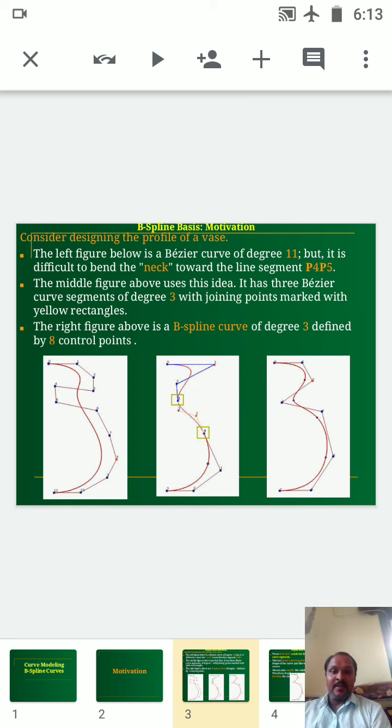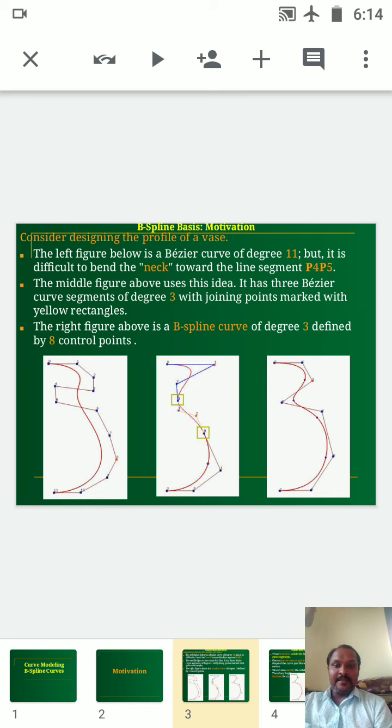Next, going to the middle figure, this is also a Bezier curve, whereas the middle figure will be with three joining points. In the right corner, that is also a B-spline curve, where the degree is defined with 8 control points. Here in the last figure we are using the 8 control points, that is P1, P2, P3 up to P8. So this is the difference between the Bezier curve and the B-spline curve.